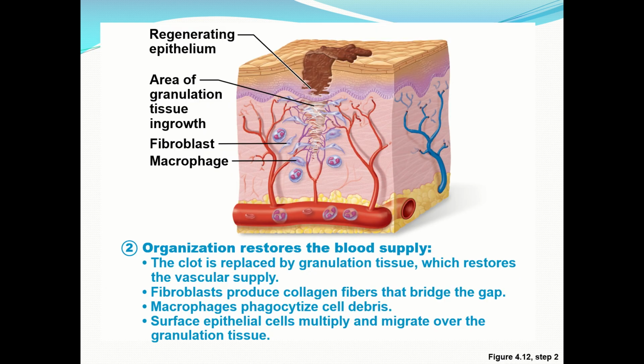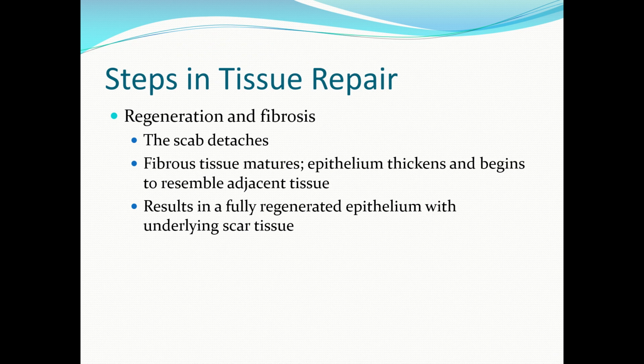So this illustration shows the granulation tissue in the organization phase. So the clot will be replaced by granulation tissue, restoring the vascular supply. Fibroblasts will produce collagen fibers, bridging the gap between the ends that were severed. Macrophages will phagocytize cell debris, and surface epithelial cells multiply and migrate over the granulation tissue. So epithelium can actually regenerate, and that's part of the next stage.